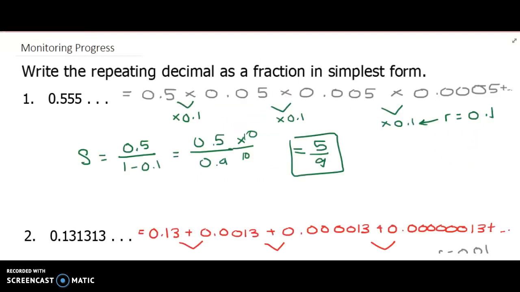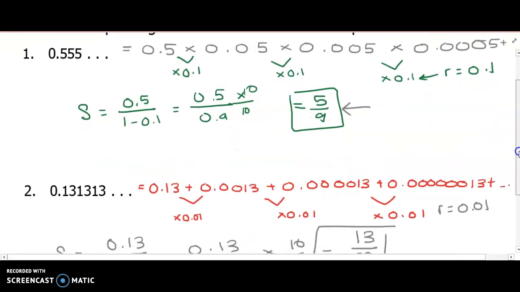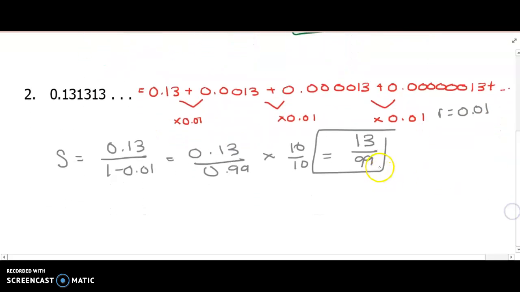All right, so this is what you should have gotten on the top one. You should have gotten 5/9. Here's your work. And then if we scroll down, you should have gotten 13/99 here, and that doesn't reduce, so it's just 13/99.